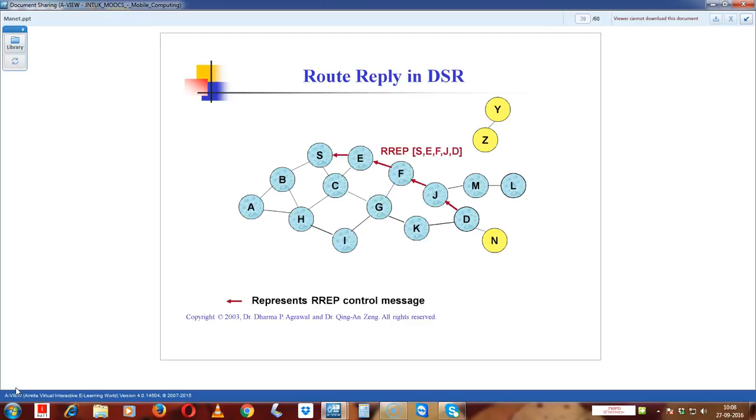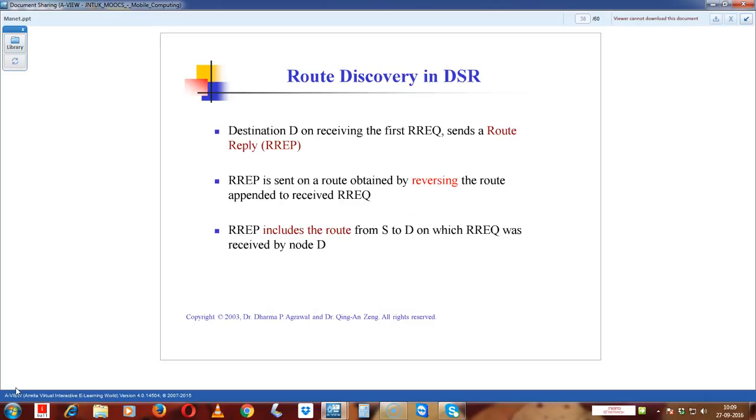Because we're adding the addresses of the intermediate nodes also, if we reverse it, we can directly go from destination to source. So RREP is sent on a route obtained by reversing the route appended to the received route request. The RREP packet includes the route from S to D on which the RREQ was received by node D. So this is how your route discovery happens in DSR.